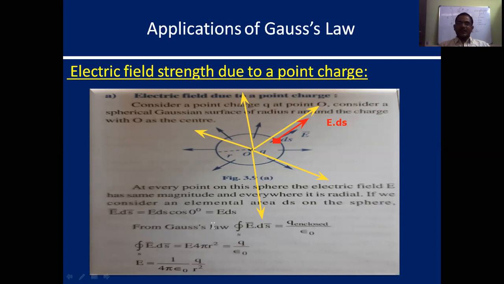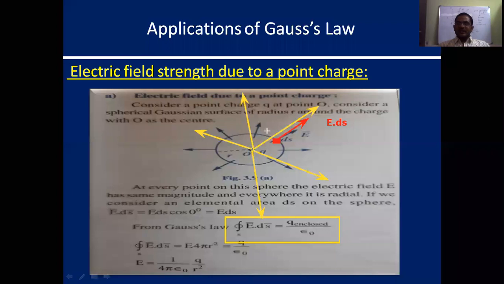So that is written here. The total surface integral E bar dot ds bar is equal to Q enclosed by epsilon naught, 1 by epsilon naught times the charge enclosed within this spherical surface. How much is that? Q. So the left side is E ds, which I have already written here.